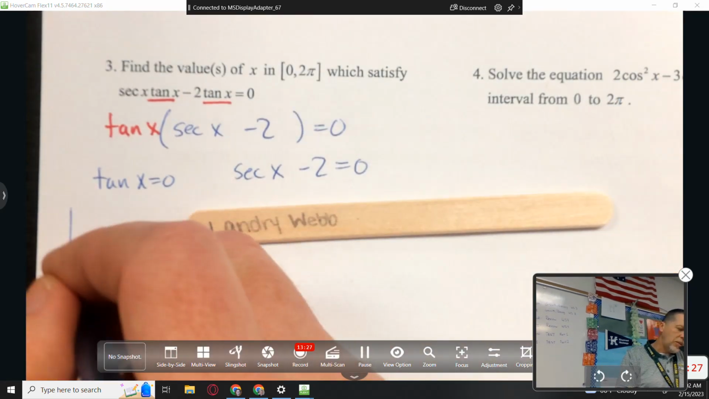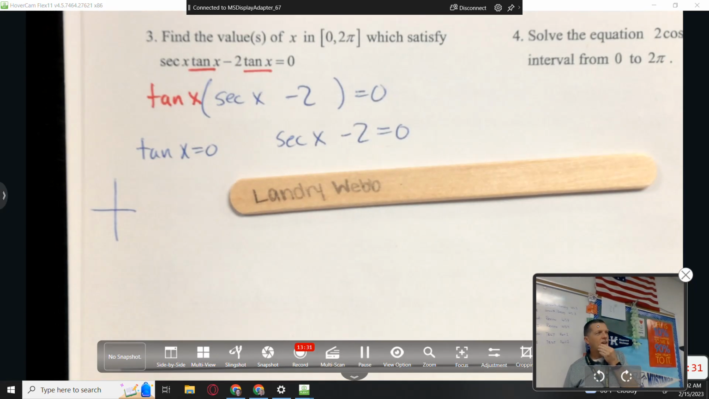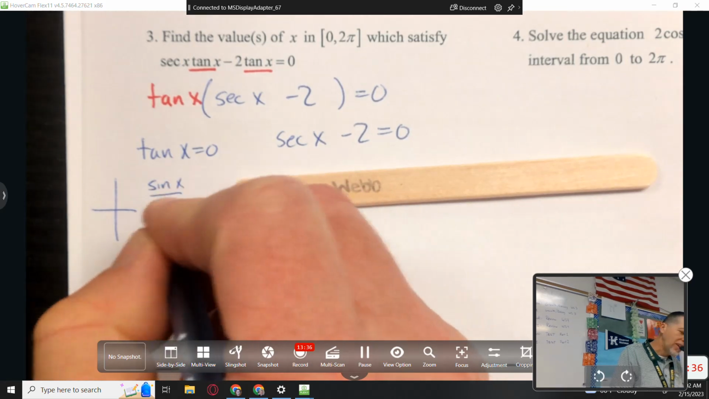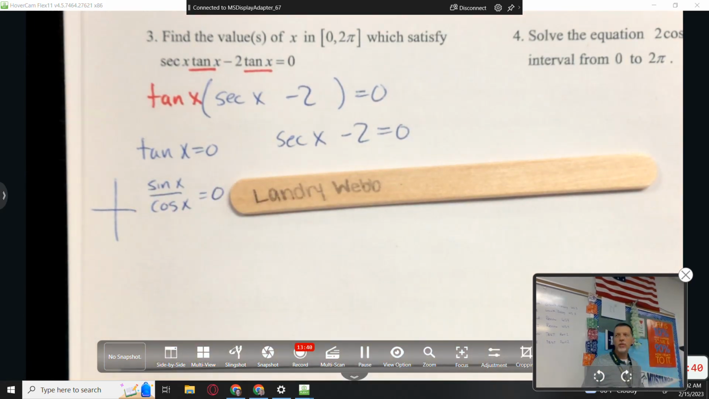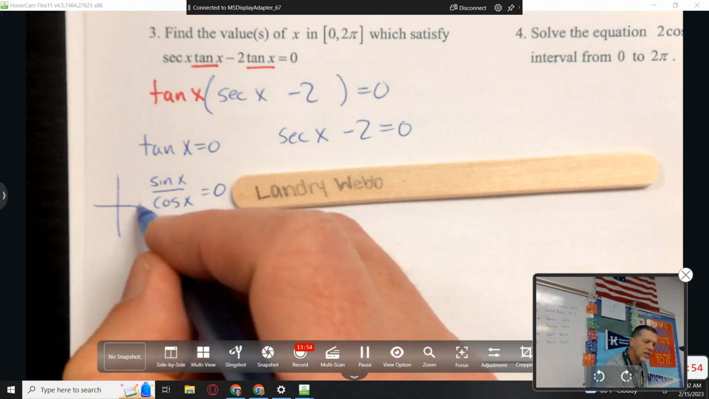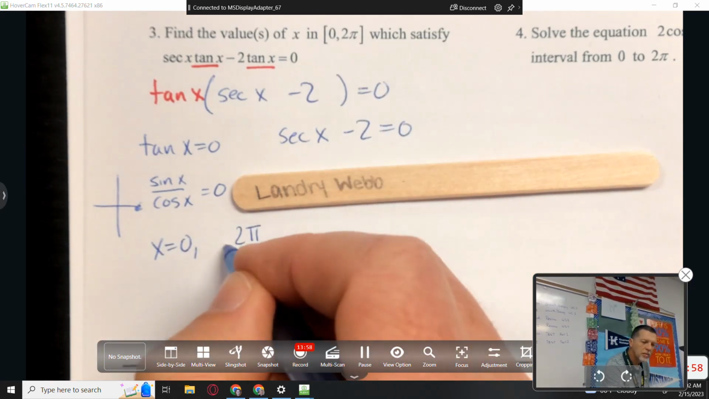All right, Landry, where is the tangent equal to 0? Maybe it's helpful to remember that tangent is sine over cosine. So if you knew where sine was 0, then that would make tangent 0. That's how I answer that question, because I don't have the tangent memorized very well. So, 0 and 2 pi is right, and it does say include 2 pi, but also pi.